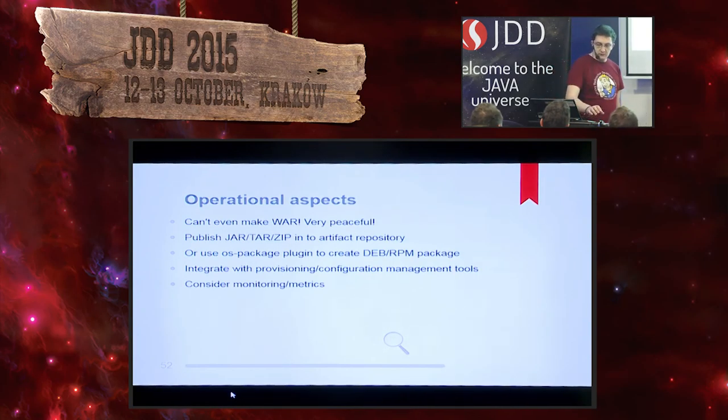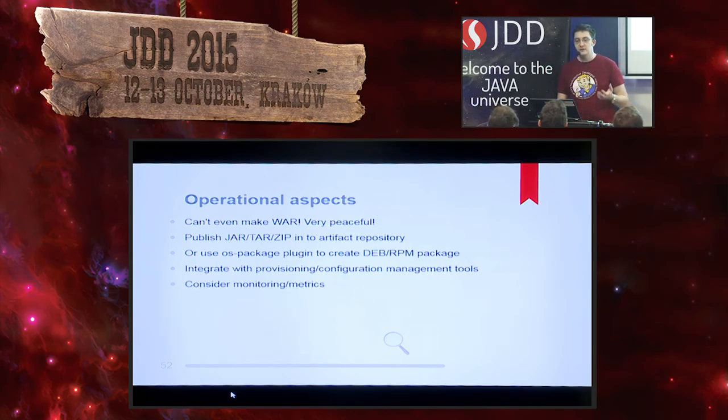Okay, thinking about different operational aspects that you can face with microservices, because without thinking about them, you will probably eventually have some issues with supporting a lot of microservices, because having three is okay, but having like 100 is probably going to be a problem. Well, if you've been at Josh's presentation, he said make jar not war, because those are the two options in Spring Boot. Well, in Ratpack you can't even make war. Well, it's a very peaceful framework.